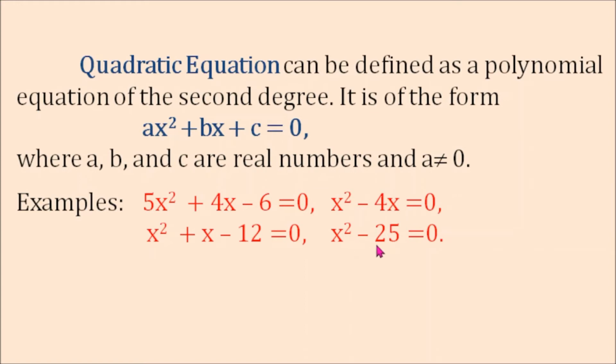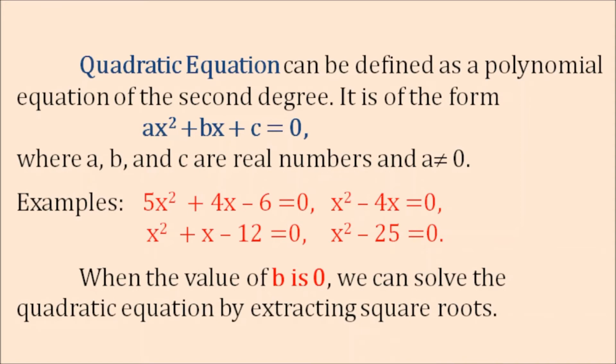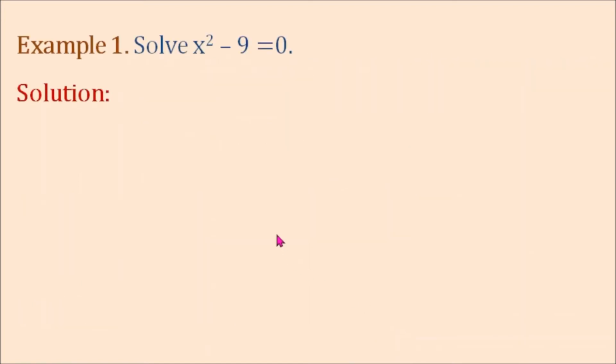Now for x squared minus 25 equals 0, our a here is 1, our b is 0, because we don't have a linear term, and our c, the constant term, is negative 25. When the value of b is 0, we can solve the quadratic equation by extracting square roots, like this quadratic equation here.